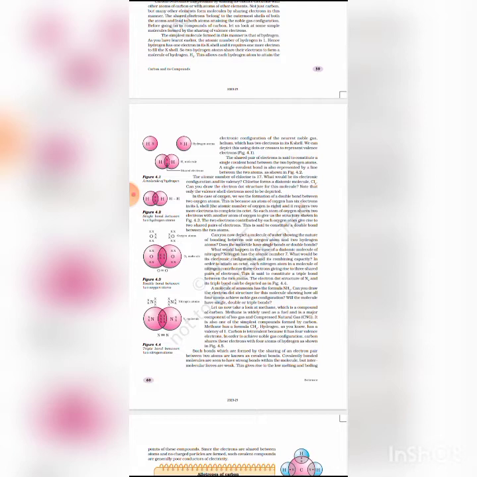Other atoms of the substances want to get the nearest noble gas configuration. They contribute one electron each to a pair of electrons which is equally shared by both the atoms. The bond resulting from the equal sharing of one pair of electrons is called a single covalent bond. Single covalent bond means the equal sharing of one pair of electrons.